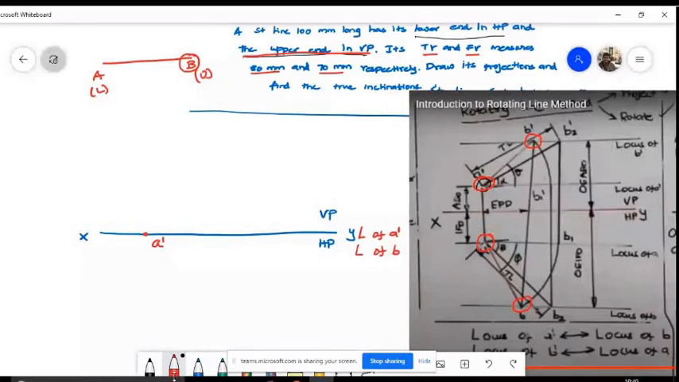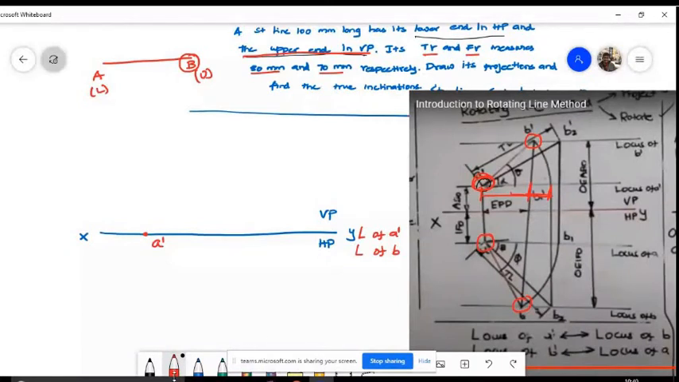I know A dash, the one end A dash. So can I plot the front view and top view somewhere here? Look at this particular drawing. I know A dash. So what is this distance? No, sorry, not this one. This one. What is this distance? So this distance will be 80.